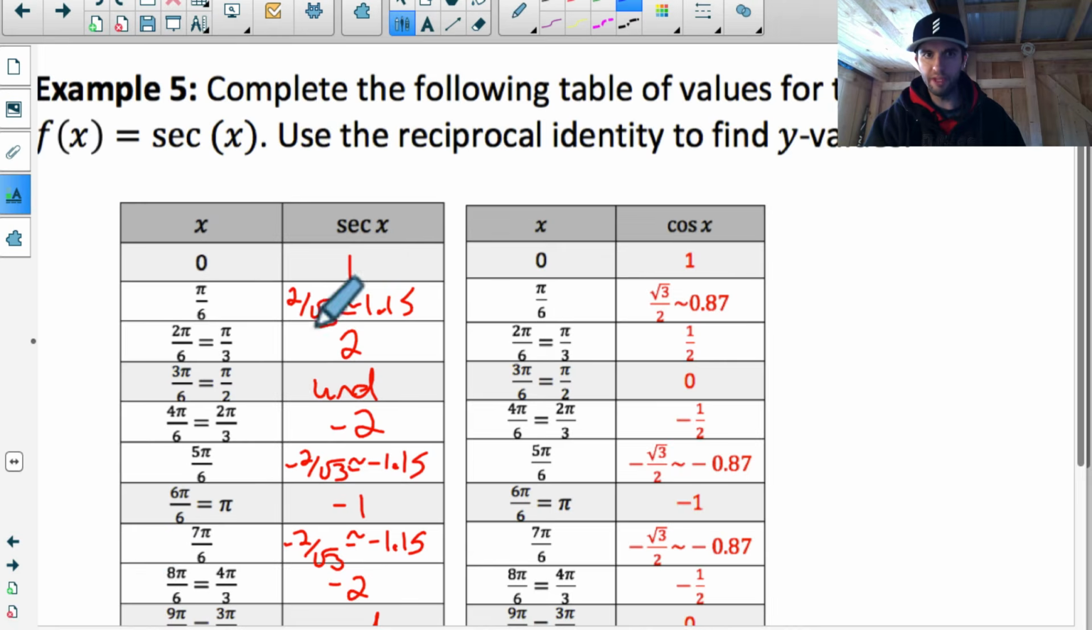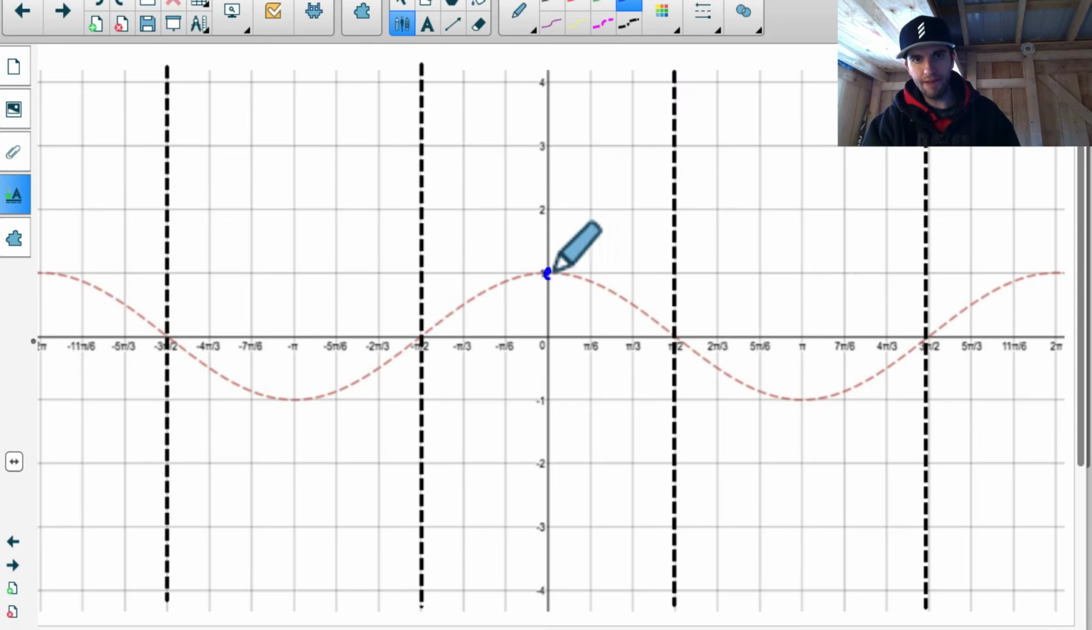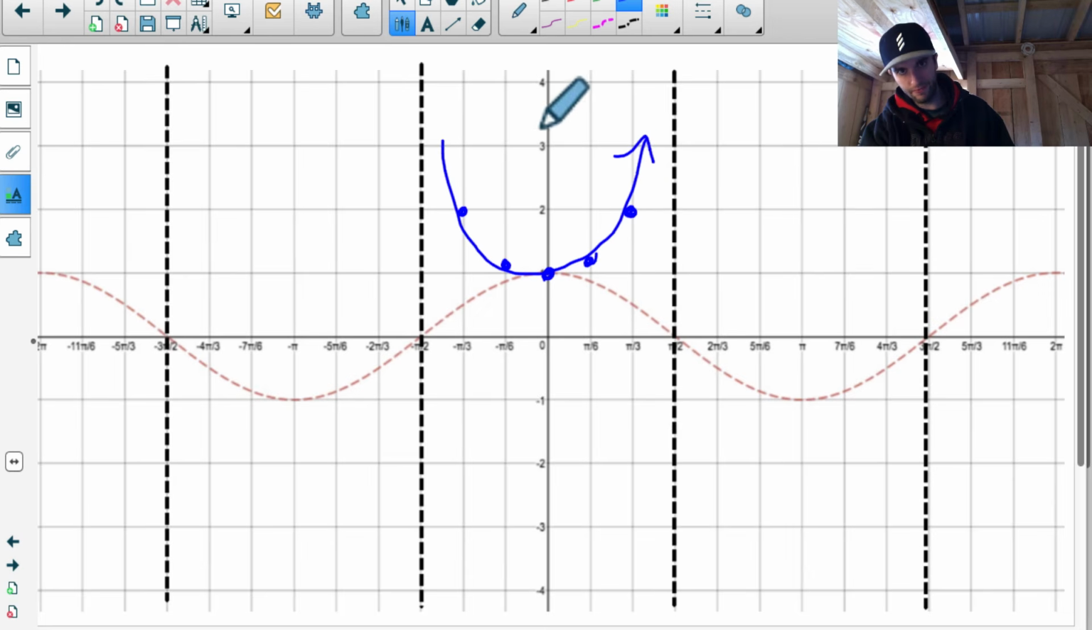Okay, now I'll plot the points. So I would start off by getting half of the first section of the function. So 1, 1.15, 2. And I know the other half is symmetrical in this little section here. So I know this is going to be at 1.15 and 2. So here's this little piece of it. And then the reciprocal of negative a half is negative 2, negative 1.15. Reciprocal of negative 1 is negative 1, negative 1.15. Reciprocal of negative a half is negative 2.